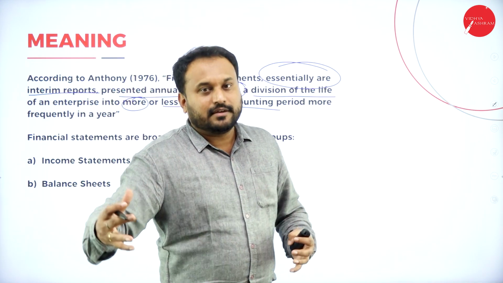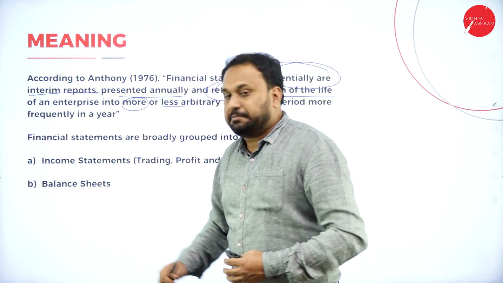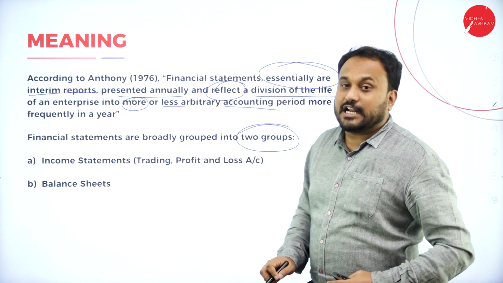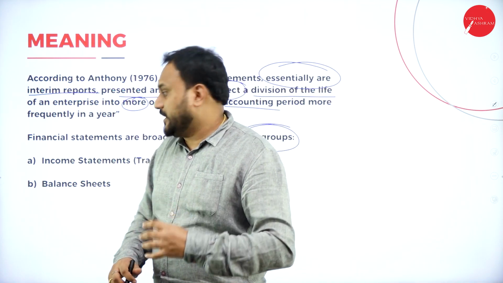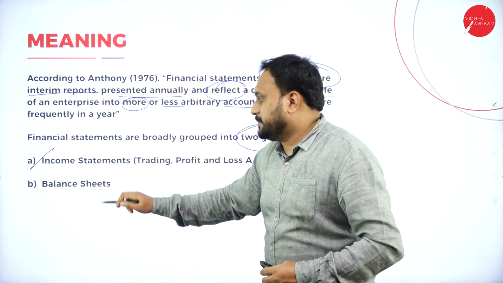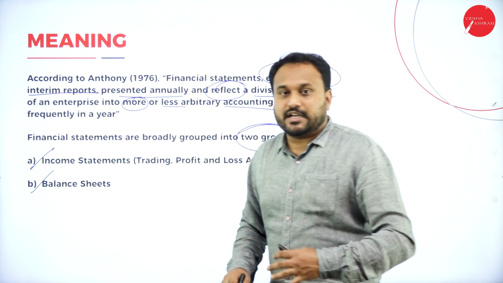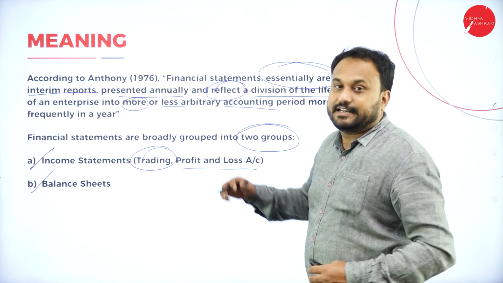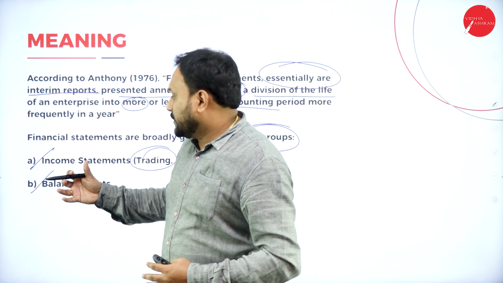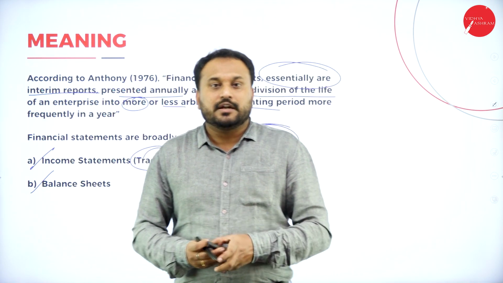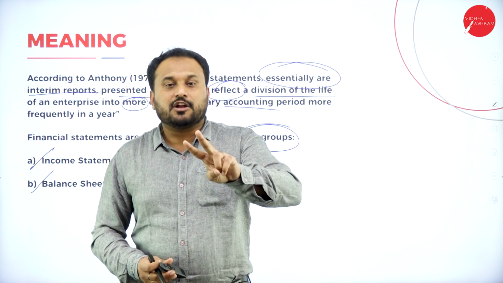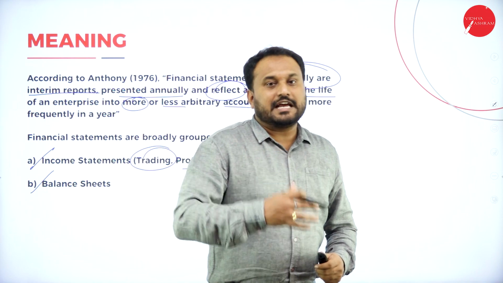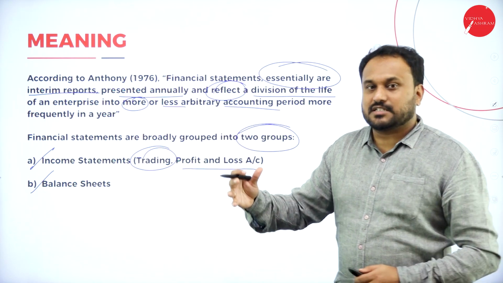It goes on, right? Next, financial statements are broadly grouped into two groups. The first one is the income statement, another is the balance sheet. In the income statement, you have the trading and then the profit and loss account. Trading account, you all know that. And one more is the balance sheet. So trading account, profit and loss account, balance sheet: these three things are the financial statements, that is, the analysis of financial statement.